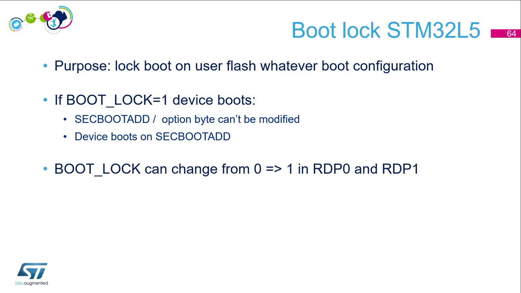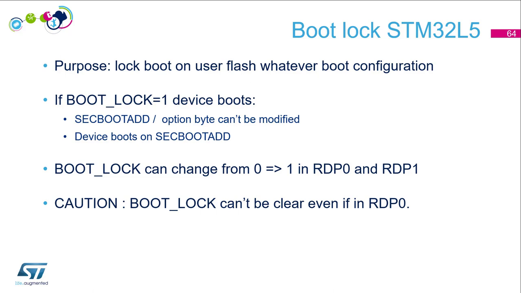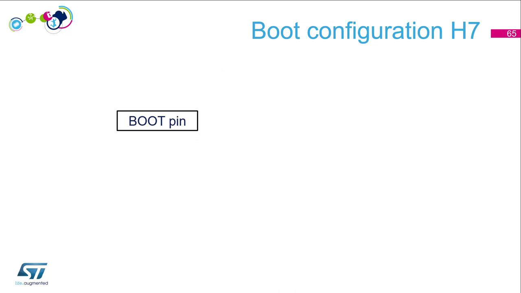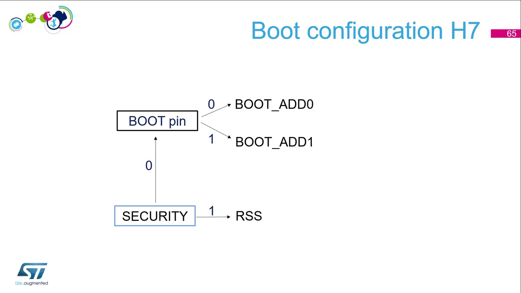It can be changed from 0 to 1 in RDP0, RDP1, but caution, boot lock can't be cleared even if you are in RDP0. That means when you activate this functionality with TrustZone activated, then you can't remove it. About the boot configuration of the H7, just test the boot pin, and if it's 0, it boots to the boot address 0. If it's 1, it boots to the boot address 1. So, boot address 0 and boot address 1 are option bytes, and the content is the address where you want to boot. The additional feature is a little bit different here.